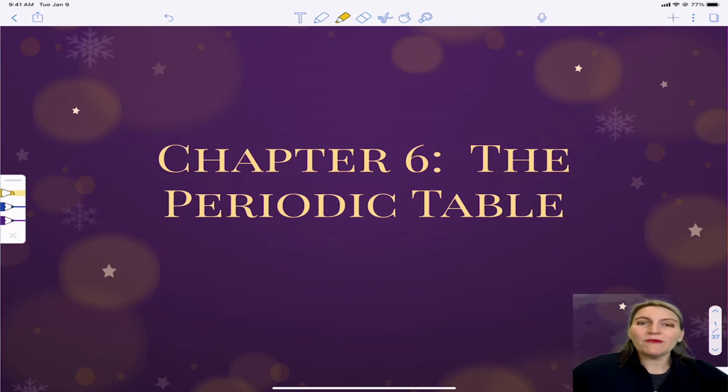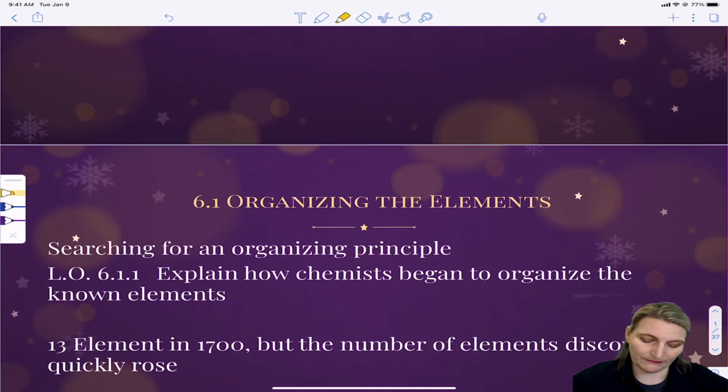Hi, today we are going to start chapter 6, and chapter 6 is all on the periodic table. We're going to look at a lot of what we saw in chapter 5, electron configurations, how that gets applied to the properties of particular elements, and then we will take that into how compounds are formed.